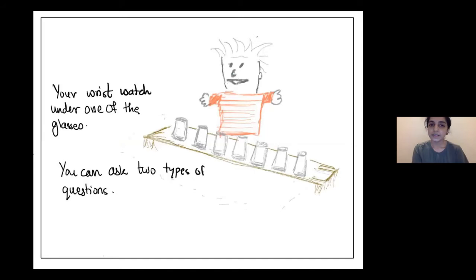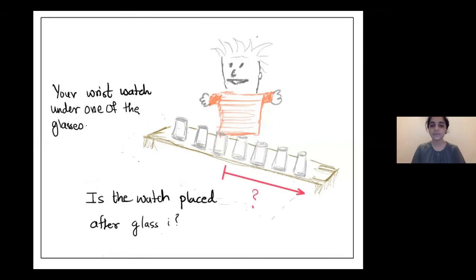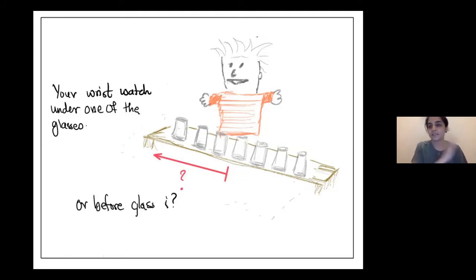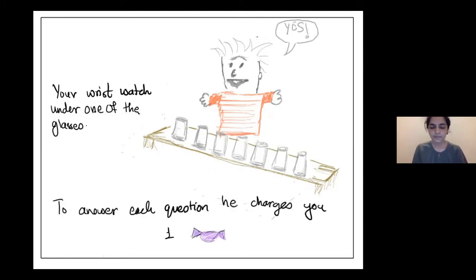So here is a puzzle, okay? This boy is your little brother, and your wristwatch is under one of these glasses. And this little brother is up to some pranks. He says that, look, you can ask two types of questions: is the watch placed after glass i, or is it placed before glass i? He also says that he knows where it is. So to answer every question, he's going to charge you one chocolate.